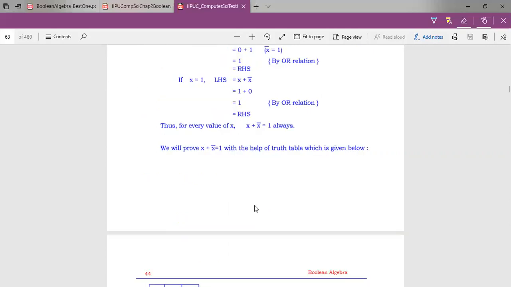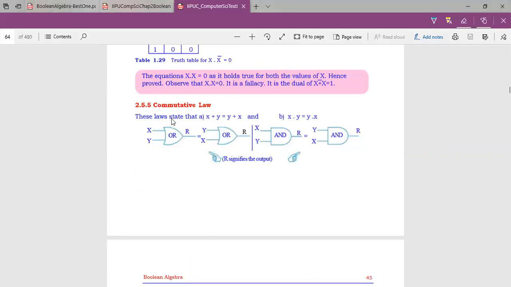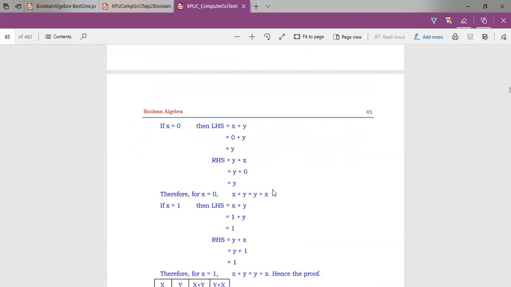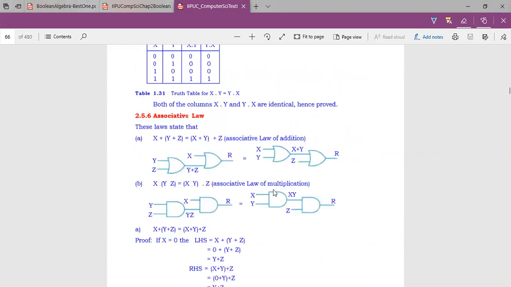And the fourth one also we have seen, correct? Four theorems we have seen today. The fourth one is the commutative theorem or commutative law, which says x plus y is equal to y plus x and x dot y is equal to y dot x. Here I will stop.